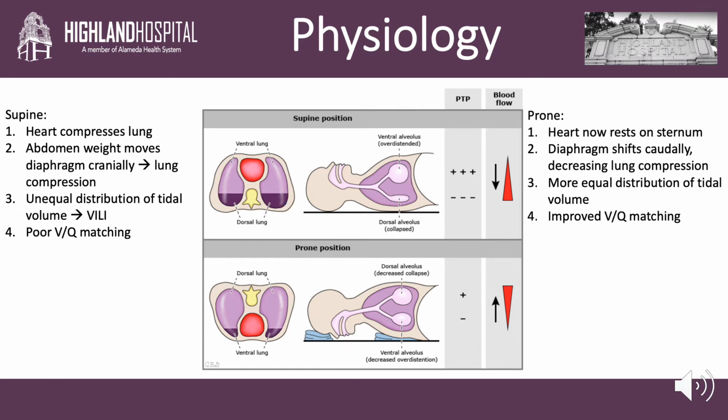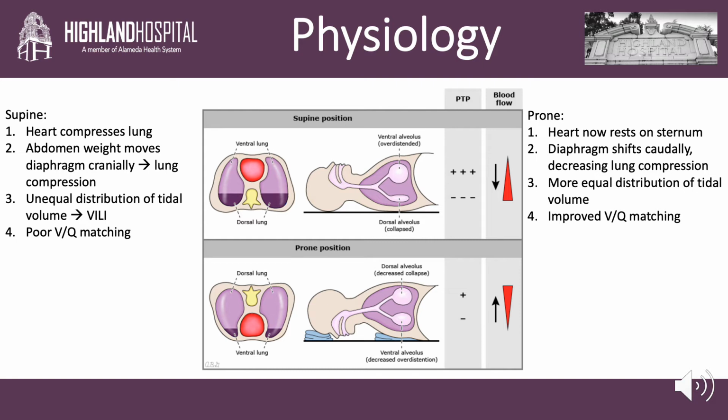So how does proning a patient help? Well, on the bottom half of this figure, you can see a proned patient. And the first thing we notice is the heart is no longer resting on the lung, it's resting on the sternum. So that weight is removed. And some of those units can be recruited. In addition, the abdomen is no longer compressing things. The diaphragm can shift caudally, resulting in decreased lung compression.